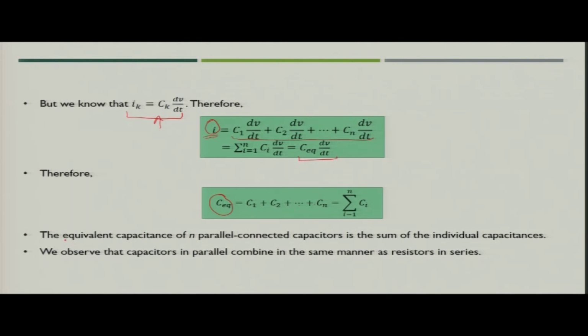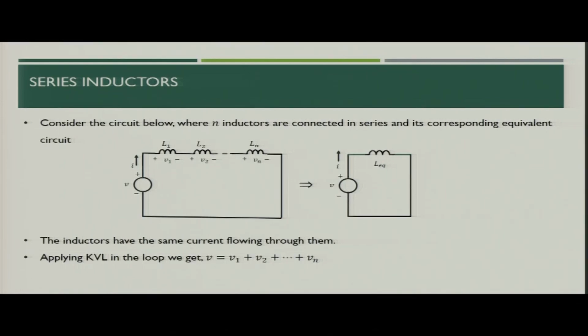So, what you can say, equivalent capacitance of n parallel connected capacitors is nothing but the sum of the individual capacitances. Now, if you observe the correlation of the circuits related to resistors and the capacitors, you can say that capacitors connected in parallel are combined in the same manner as the resistors in series. Now, let us talk about the inductors.